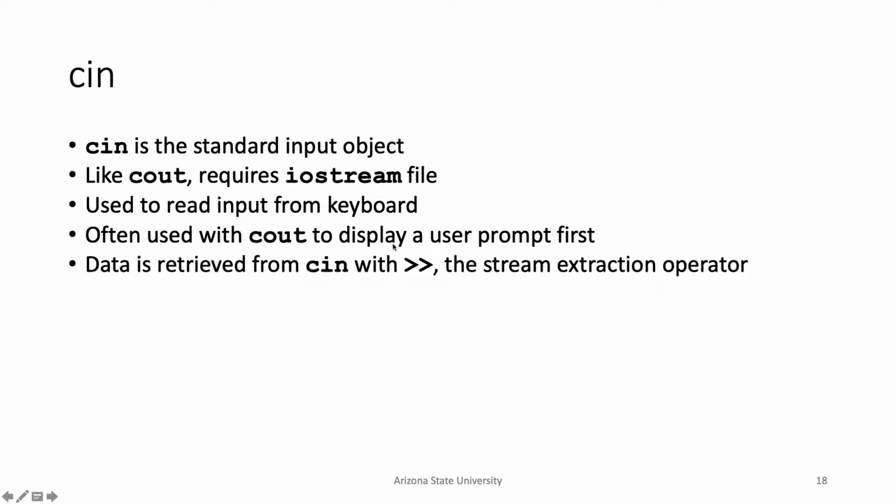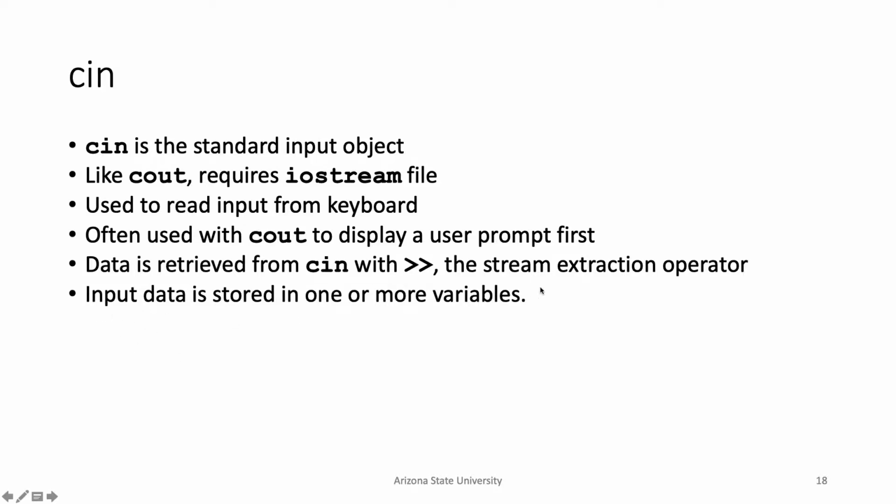So note here, cin uses two greater than symbols, not two less than symbols. And the reason for that is, well, they defined it to be that way. But another reason is that you put the variable right after the cin and the two greater than symbols, which indicates it's coming from cin going into the variable, whereas with cout, it looks like it's going to the cout. Again, they could have defined it differently, but that's how they defined it.